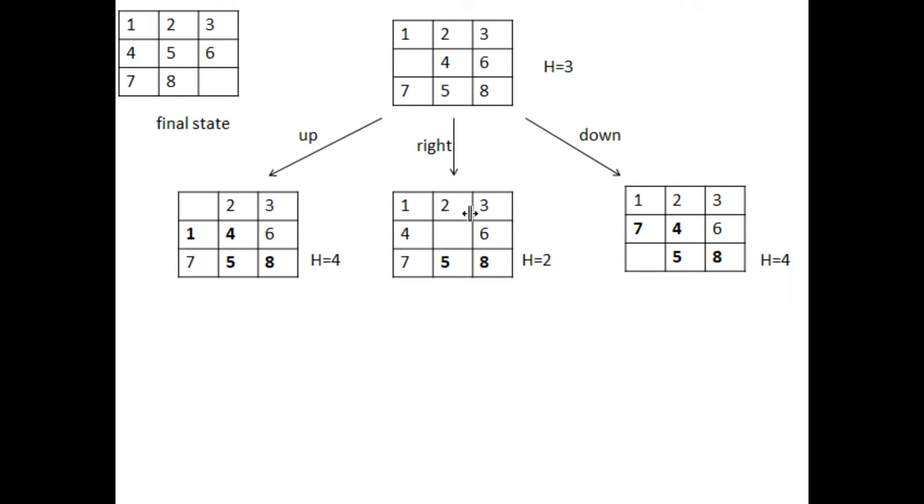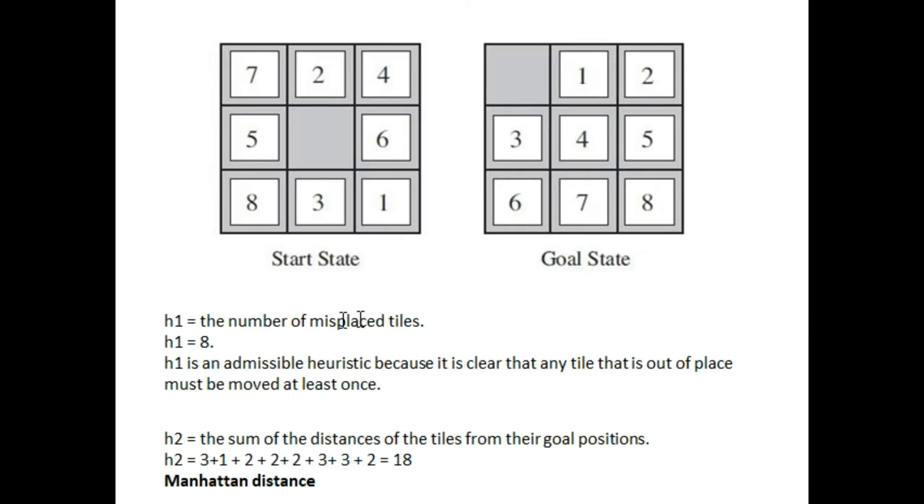So all of these nodes, all of these tiles are at the location which is required in our final state. But the 5 and 8 tiles are not at their actual location as required in our final state. So again you will calculate the heuristic value for them. So the heuristic value will be 2 by using both methods as we discussed in our previous slide. By using this method, the number of misplaced tiles, and the second method is the sum of distances of the tiles from their goal position.